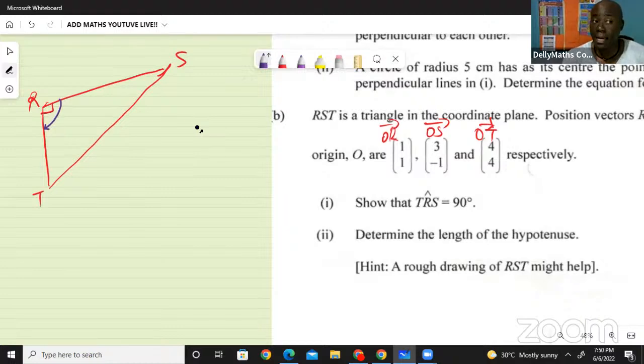So if I'm being asked to show that the angle between TRS is 90, I'm going to go for TR and I'm going to go for RS. And then I am going to show the angle between them by using the dot product rule. The dot product should be 0. That's the concept that I'm going to embark on. However, I need to find TR and I need to find RS first. So let's go for those. So that's just a quick disclaimer of where we're going.